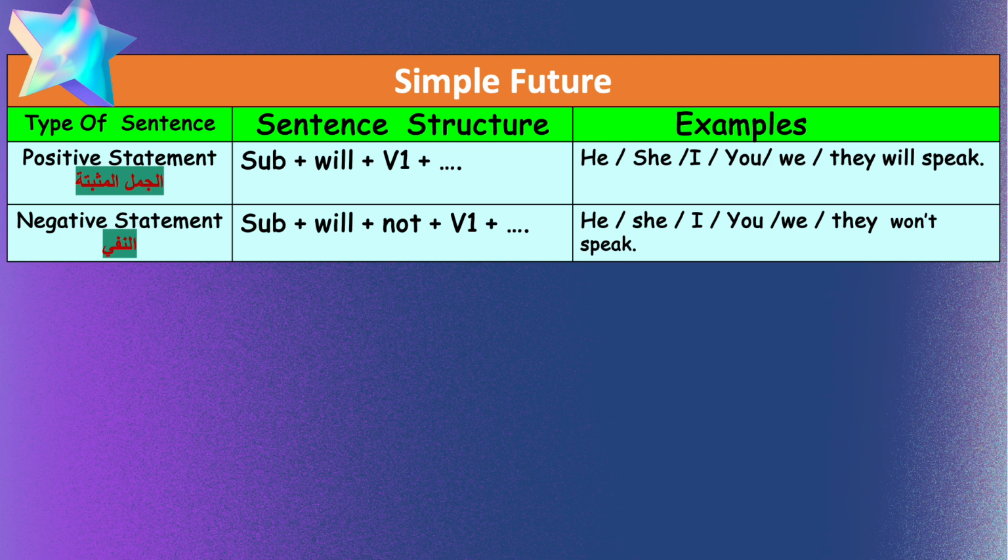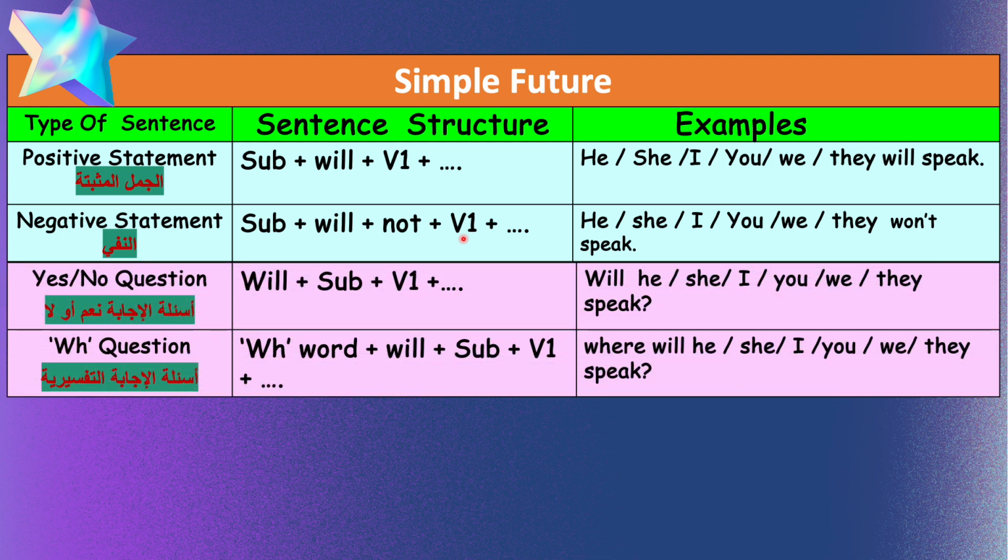Sentence structure. The simple future tense is formed by using the auxiliary verb will with the main verb, root of the main verb, verb 1, and the rest of the sentence. To form a negative statement, we just add not: subject plus will not, and the rest, verb 1 and the rest of the sentence. To form a question in the simple future, yes and no question, short answer, start with will, subject, and verb 1. To form WH questions, we start with the WH word, will, subject, and verb 1.